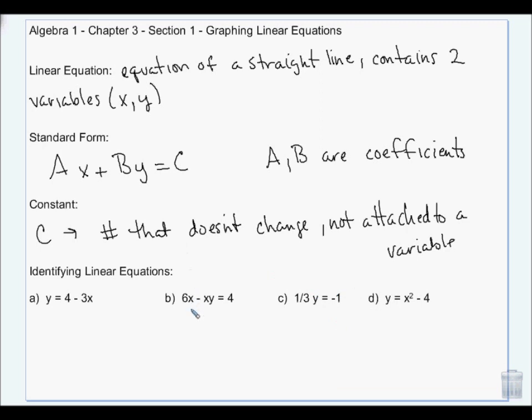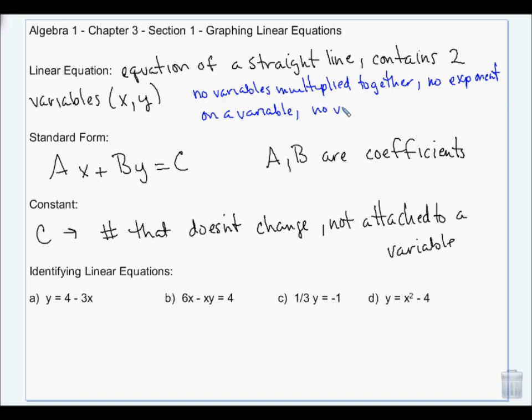To identify a linear equation: no variables are being multiplied together, no exponents on a variable, and no variables in denominators.